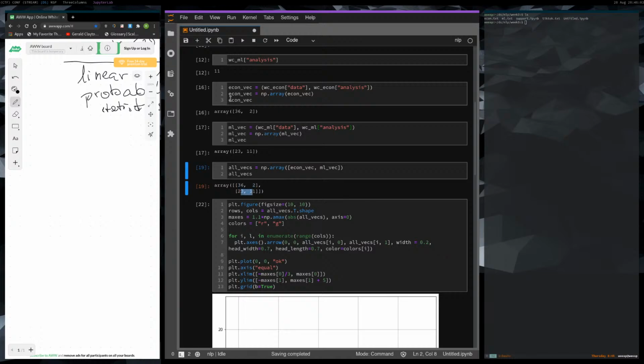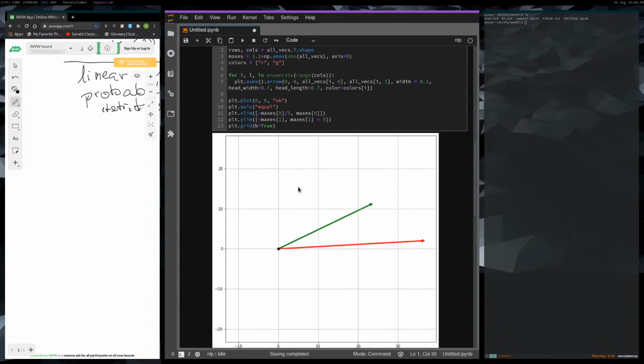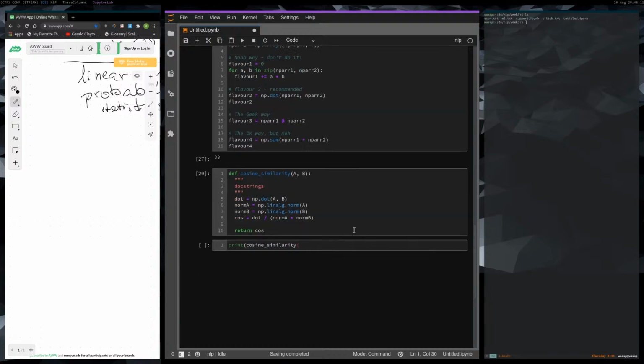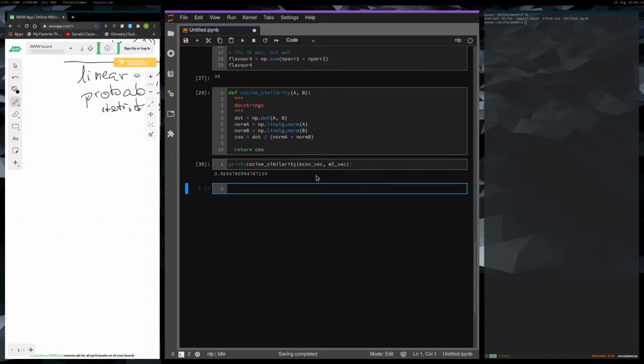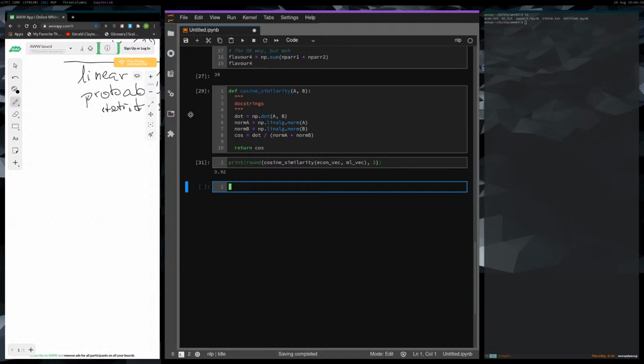So one of them is the econ vector, economy, and the other one is machine learning, and we're literally trying to compute these two vectors. These are the representations of the two vectors. So basically we're taking the econ vector and the ML vector. Okay, and we get this number. Maybe we can just round it to 0.2. Okay, and we get our value 0.2.